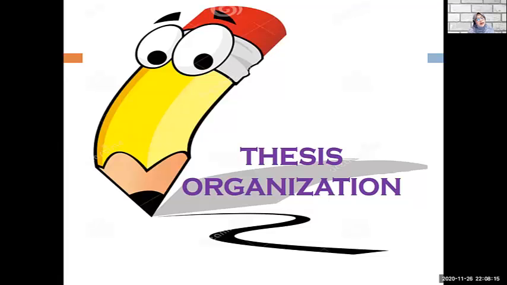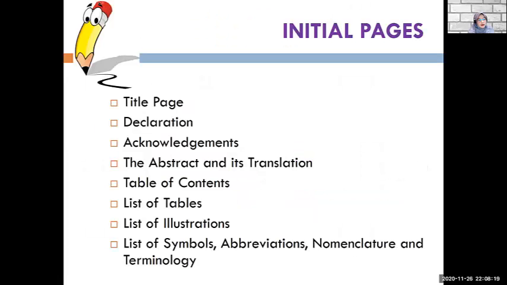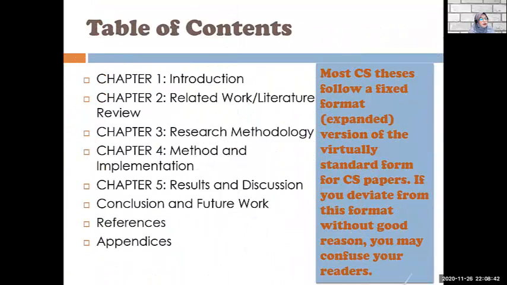So now, let's go to thesis organization. The initial pages in the thesis usually include the title page, declaration, acknowledgement, the abstract and its translation, table of contents, list of tables, list of illustrations, list of symbols, abbreviations, nomenclature, and terminology. So these are the common contents.